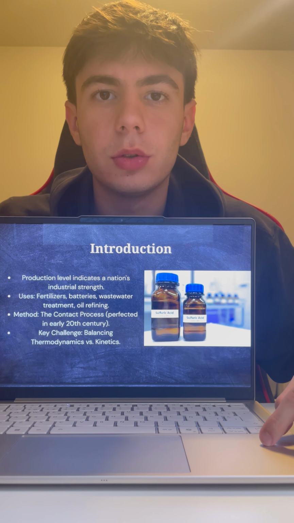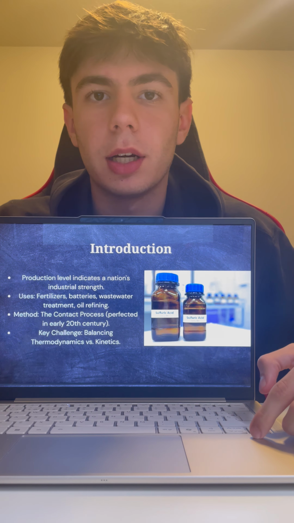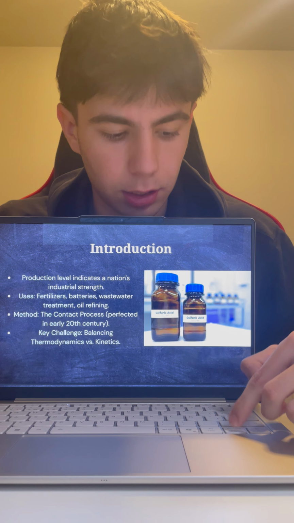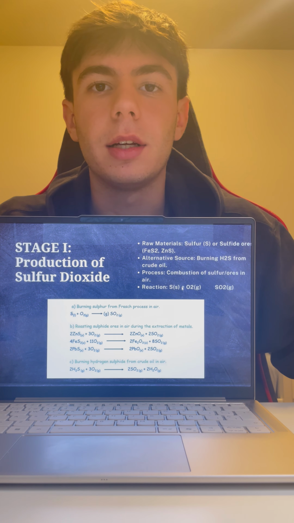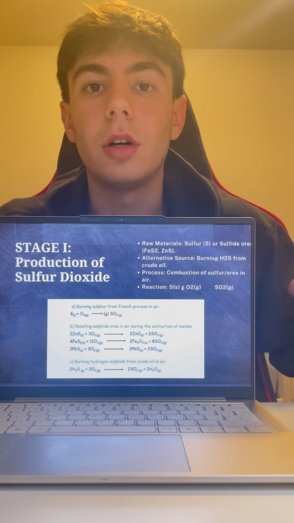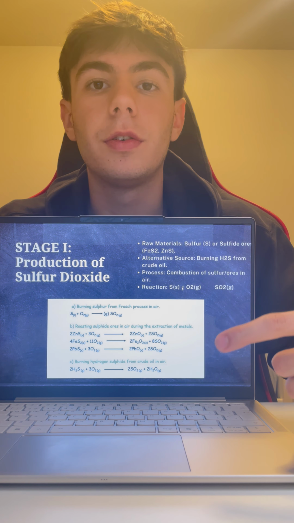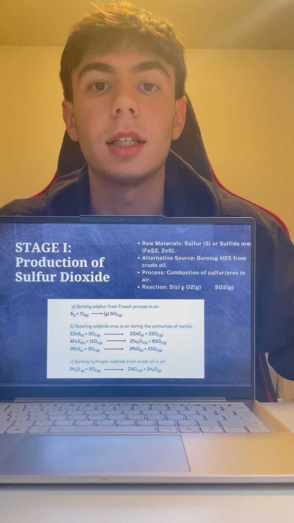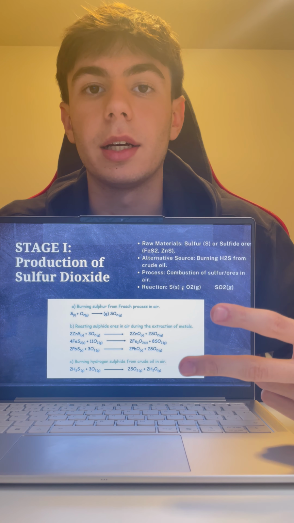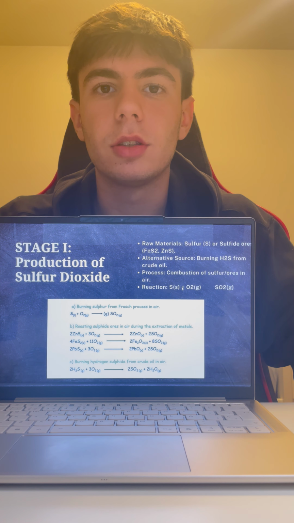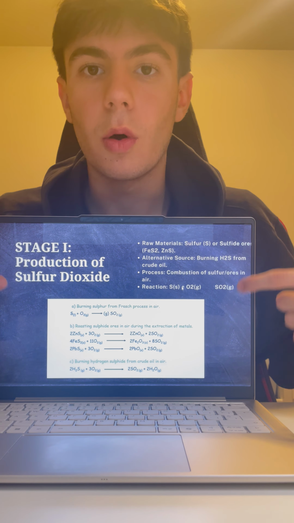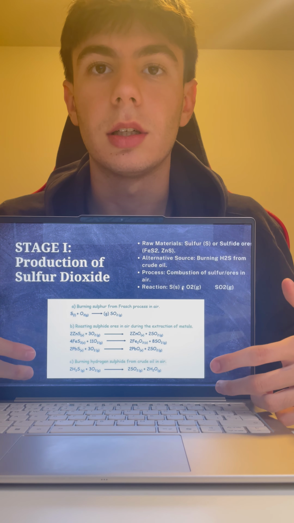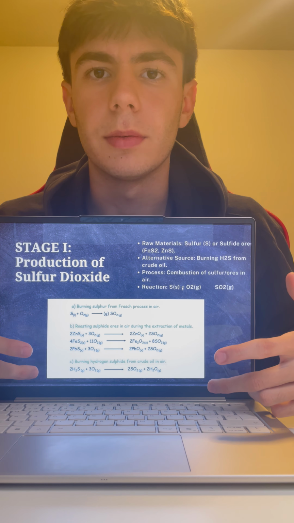And now we go on to the first step, the production of sulfur dioxide, as we can see in this slide. Sulfur dioxide can be produced by burning sulfur, or by burning sulfur-containing ores such as iron, zinc, or galena. Sulfur dioxide can also be produced by burning hydrogen sulfide in crude oil. And in this picture we can see all the equations that give us sulfur dioxide.